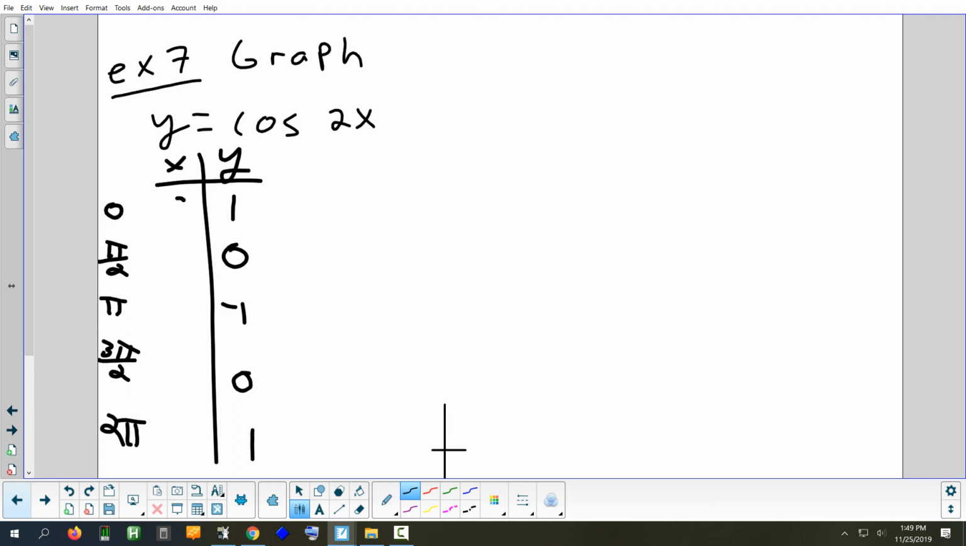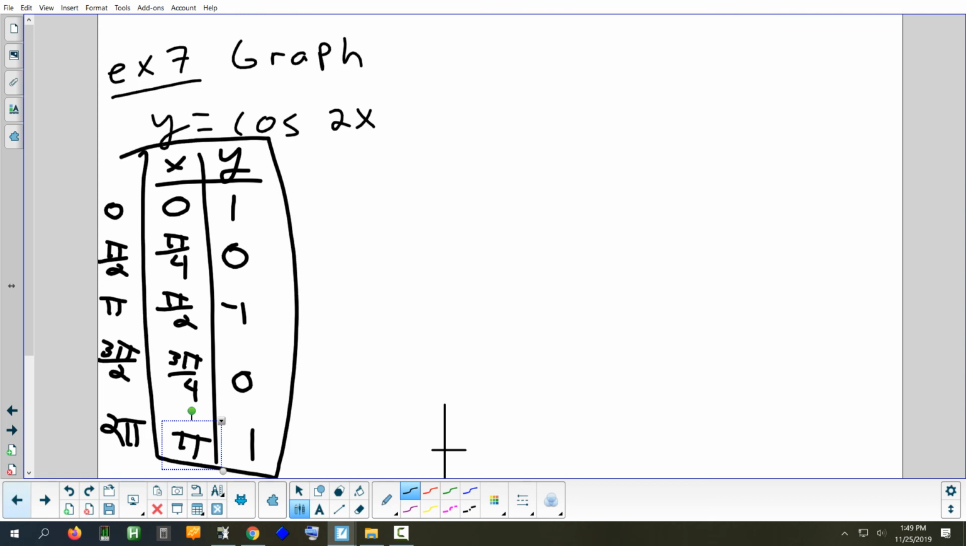So 0, pi over 4, pi over 2, 3 pi over 4, and pi. Now you might say, ew, they don't look like there's a pattern, but there is. That's 0 pi over 4, 1 pi over 4, 2 pi over 4, 3 pi over 4, 4 pi over 4. So there is a nice pattern, but you don't see it if you reduce. But you should reduce. This is gross. It's just pi.